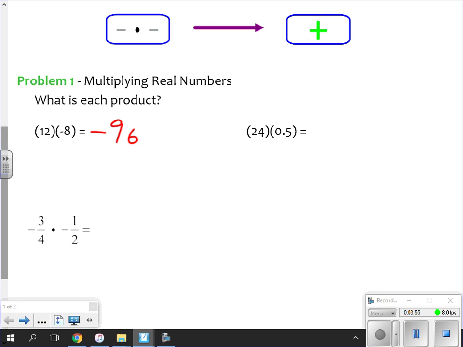24 times 0.05. I have two positives. My answer, positive or negative? Positive. And then 0.05, that's 1/2, right? So what's half of 24?